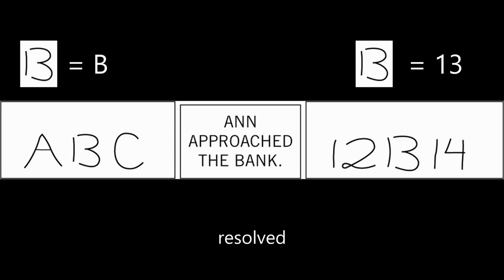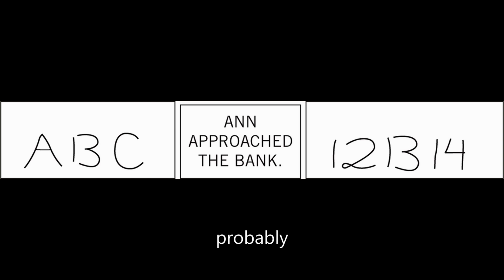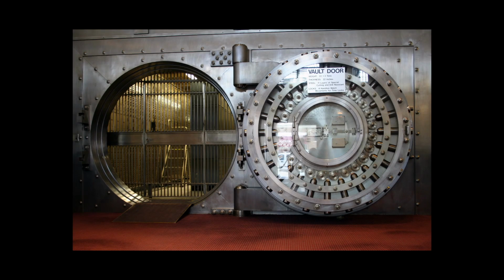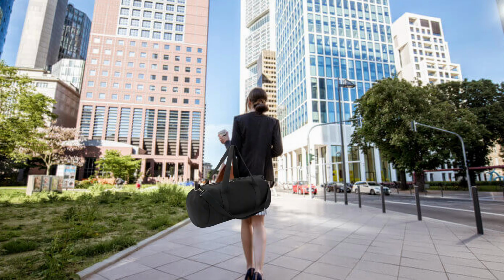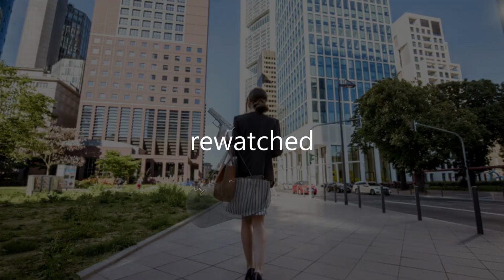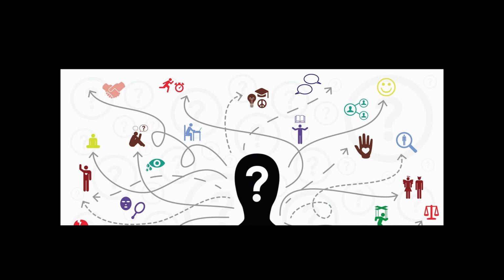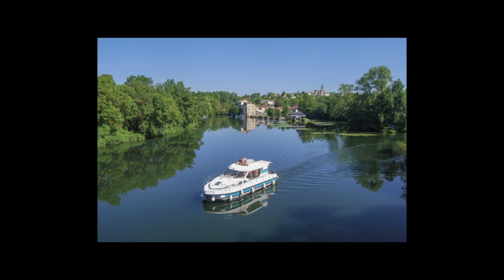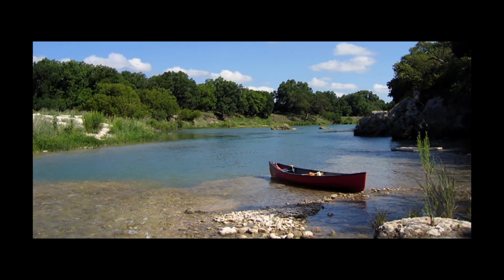that was automatically resolved. As for Anne, you probably pictured a woman with money on her mind, walking towards a building with tellers and secure vaults. I imagined her with a duffel bag and a Glock, but that's just because I recently rewatched The Dark Knight. But these interpretations are not the only possible ones. The sentence is ambiguous. If an earlier sentence had been, they were floating gently down the river, then followed by Anne approached the bank, you would have imagined an altogether different scene.